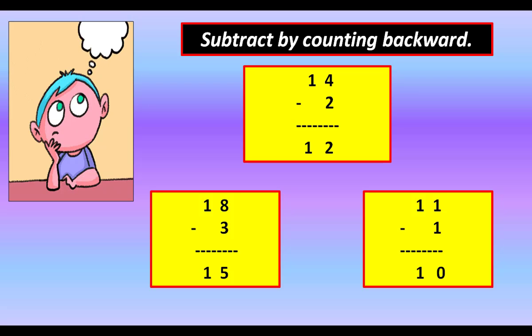11 minus 1 is equal to 10. We start from 11 and count backward 1. So the answer is 10. 11 minus 1 is equal to 10.